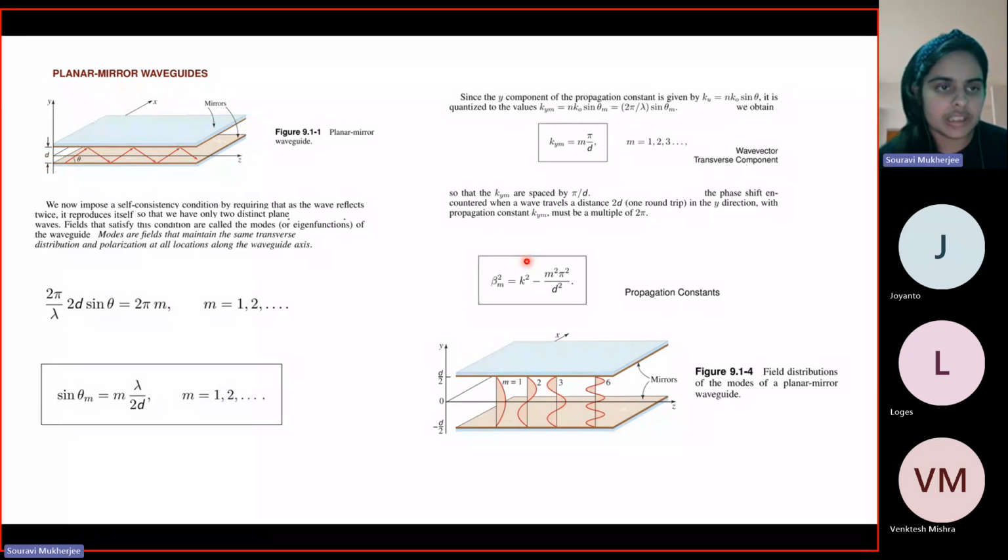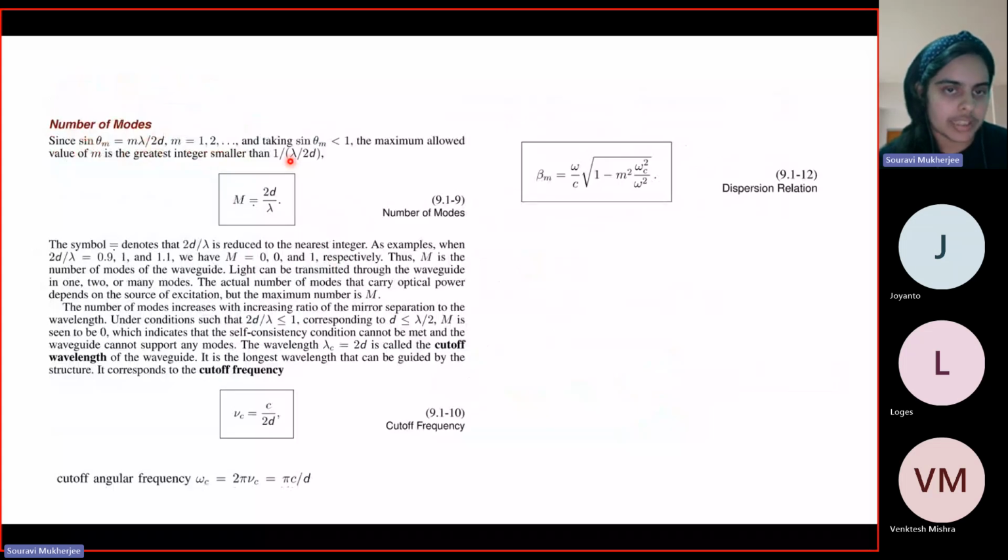So now here, as you saw, sine theta m had this relation. So sine theta m can never be greater than 1. That sets a limit to the maximum value of m that is possible. And what is m? m denotes the number of modes. So this is telling us that there is a limit to what your m value can be, so there is a limit to what kind of modes you can have in a particular waveguide.